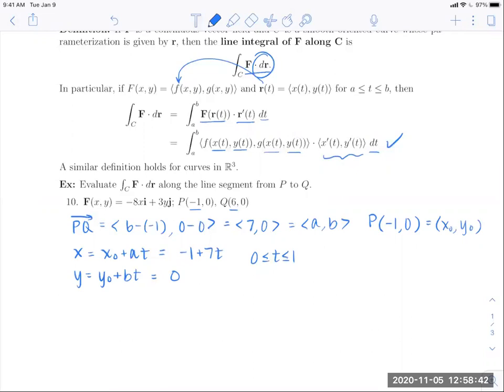And then if you want to write it in that parametrization format, you would just input there the x and y components. So this would look like -1 plus 7t and 0.